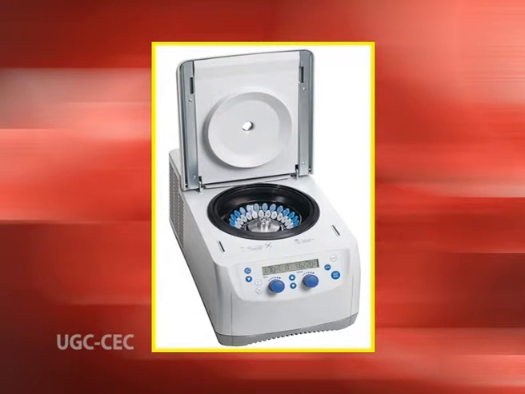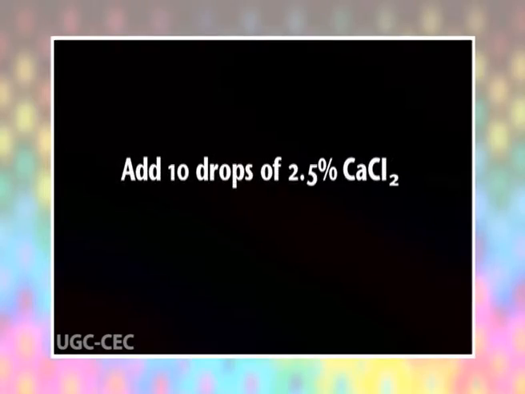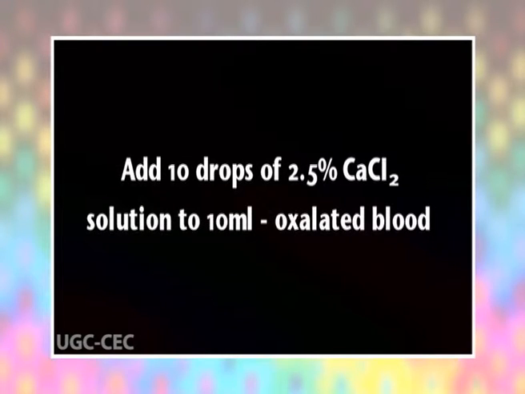Now let's discuss some experiments regarding the blood. Centrifuge a sample of oxalated blood. Observe that cells are sedimented and plasma is separated. Normally the color of the plasma is pale yellow. Add 10 drops of 2.5% calcium chloride solution to the 10 ml of oxalated blood. Mix and let it stand. The blood clots. Oxalate removes calcium as insoluble calcium oxalate, preventing clotting.